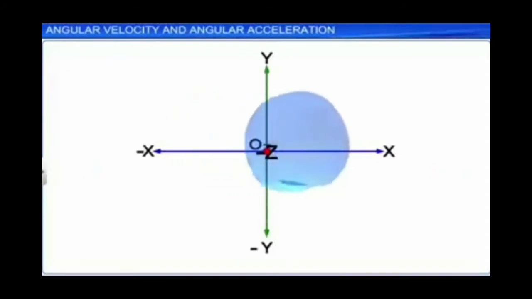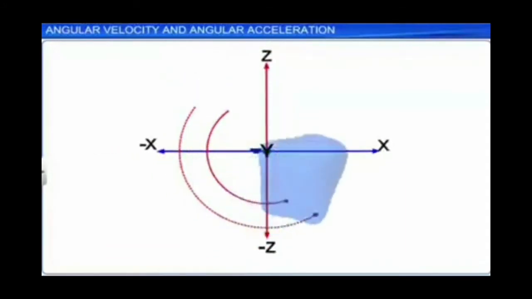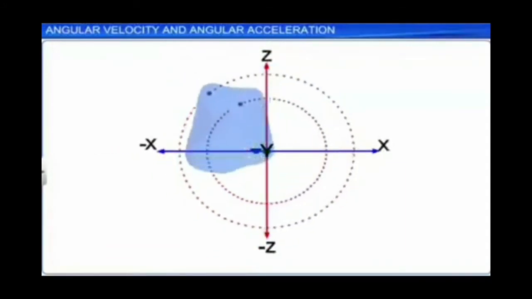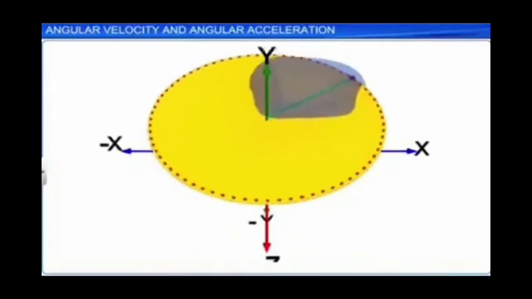Consider a rigid body in pure rotation about a fixed axis. When the body rotates, we know the particles of the rigid body execute uniform circular motion with the center lying along the axis. That means the center of the circular motion of each particle is lying along the axis. And the plane of these circles is perpendicular to the axis of rotation.